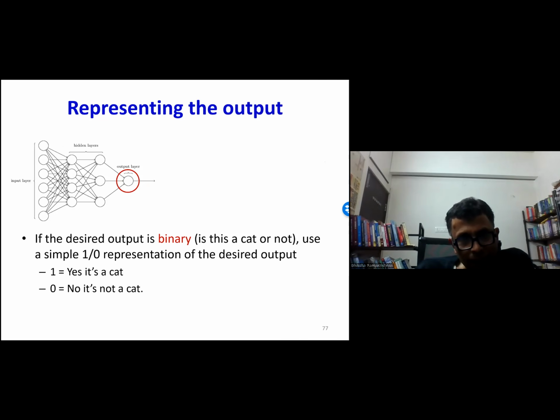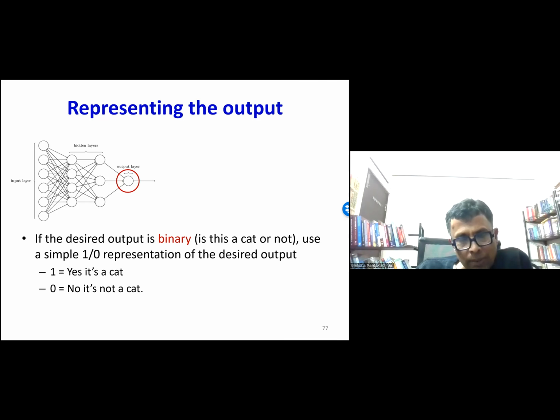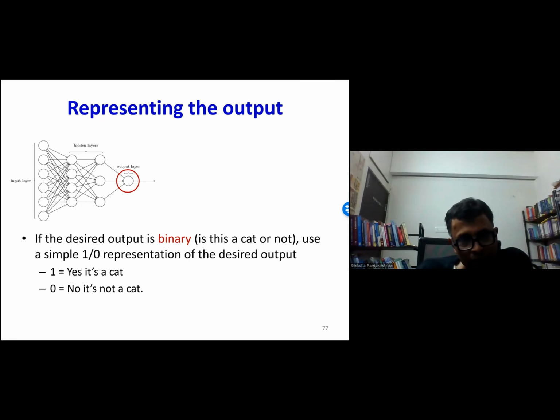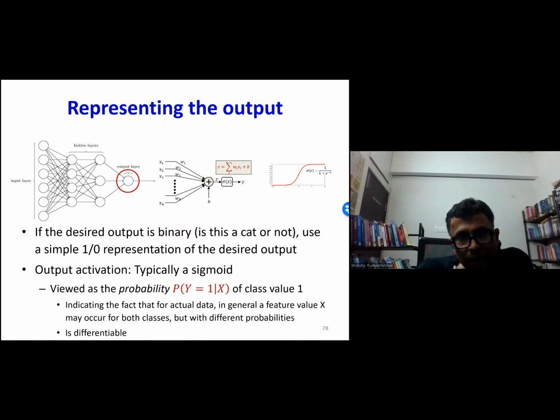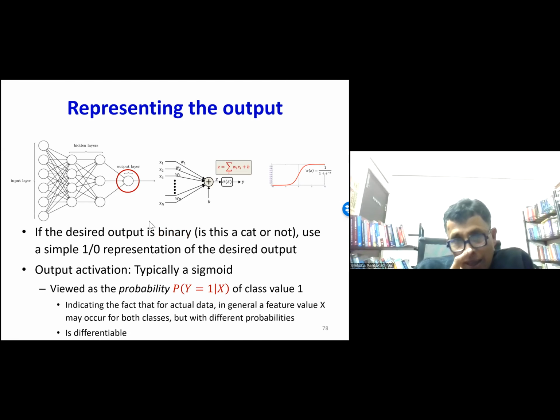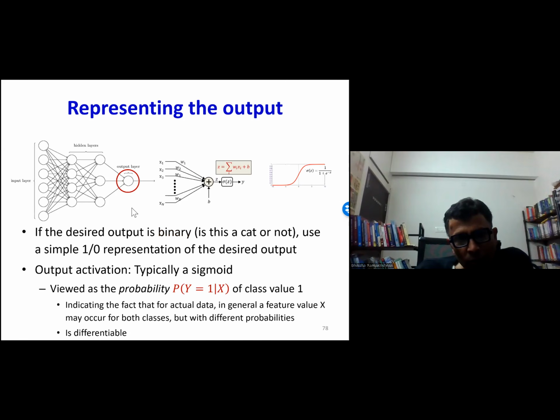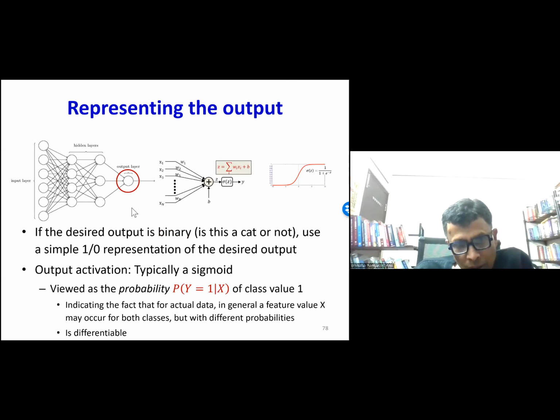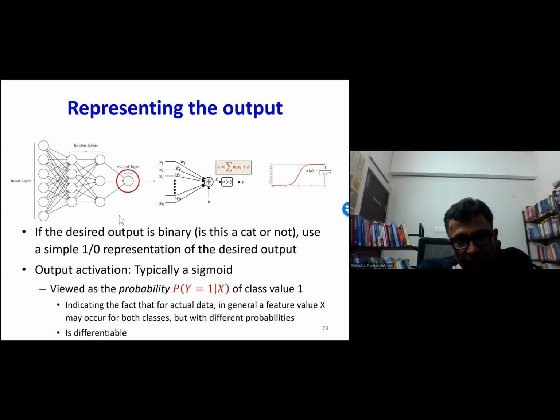So this is easy. If the desired output is binary, for example, if you're performing classification and asking questions like, is this a cat or is this not a cat? Then for the desired output, we can use a simple 1-0 representation. 1: yes, this is a cat. 0: no, this is not a cat. The network itself is going to have just one output neuron. But typically, although the output is binary, the activation we will use in this case is going to be a sigmoid.